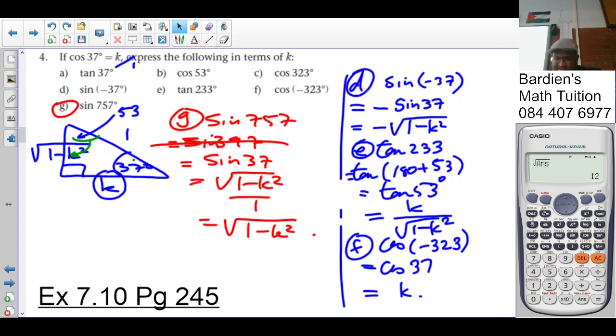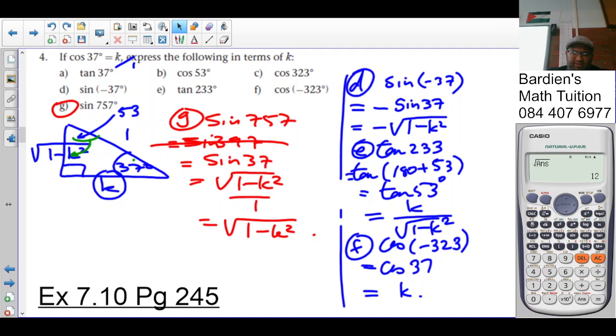Three graphs. For some reason or other, the 3 graphs was the worst answered question in paper 2 for the school. Every school has its own weak points, but 3 graphs was answered very badly last year. So if you don't understand something, please ask and I'll try and explain.